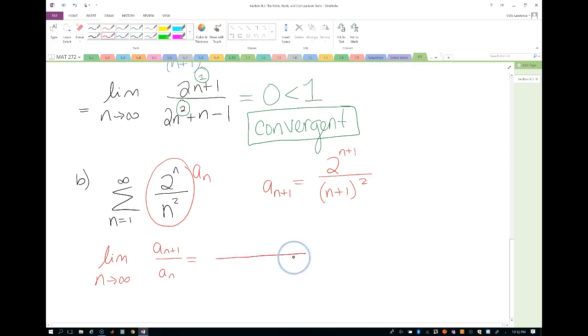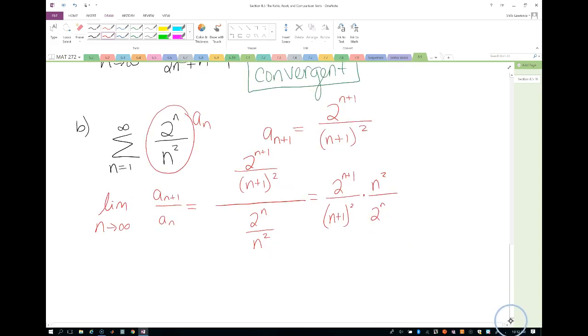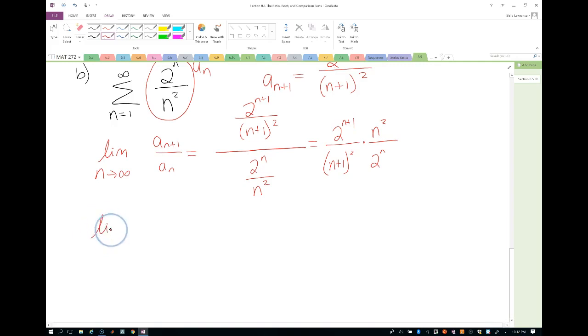So remember, this is going to start off really messy because we've got a fraction divided by a fraction. In the top we have our a sub n plus 1 term. In the bottom we have our a sub n term. And instead of dividing, we flip and multiply. And we should have some simplifying that we could do. Otherwise, this limit would be very difficult to calculate.